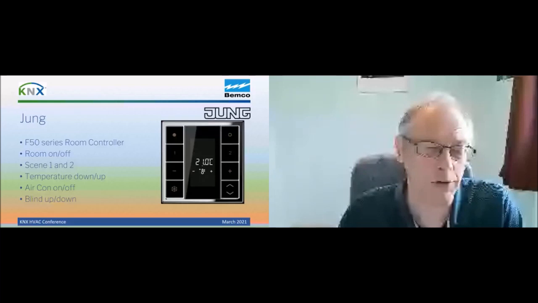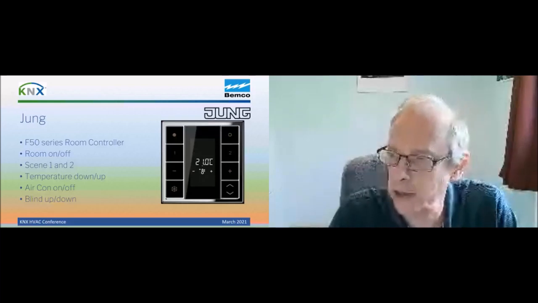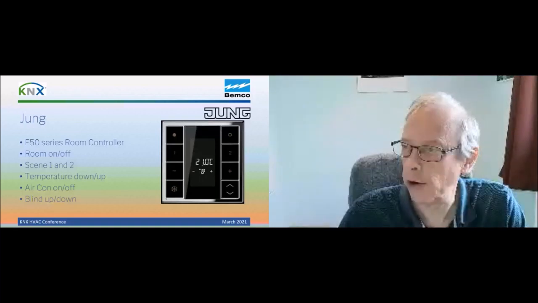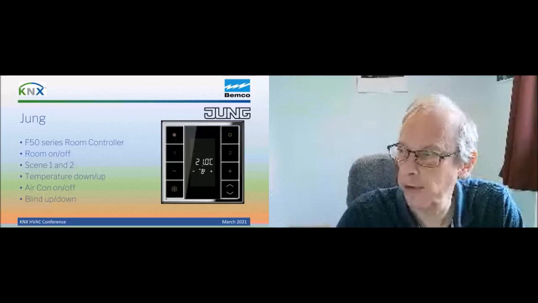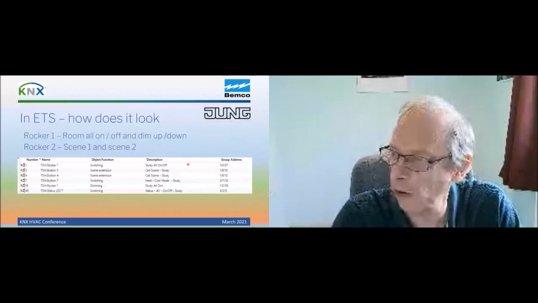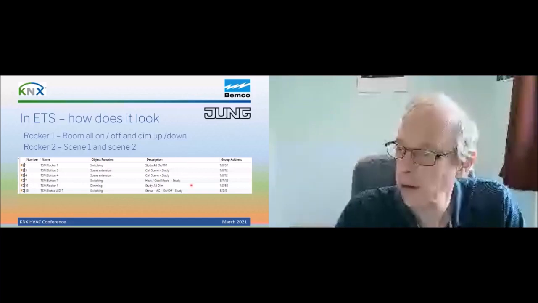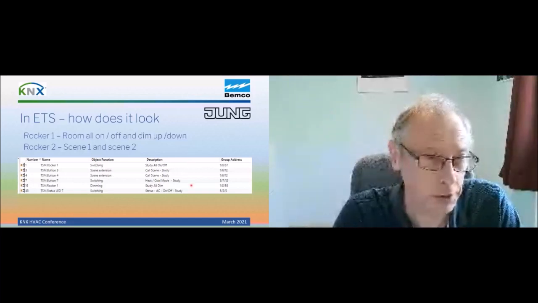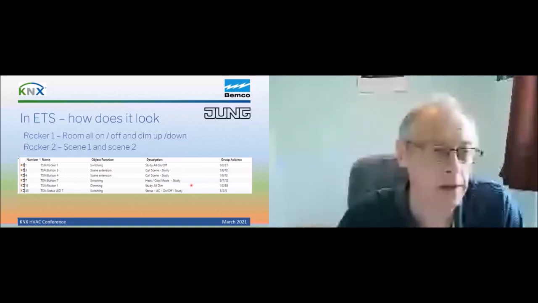How does that look inside ETS? What's behind it all? Again, that is a fairly straightforward setup. For our top rocker, we've got room on and off and dim up and down. So we have switching, we've got our room on off, and we've got our room dimming. So both of those are a very straightforward setup within ETS.